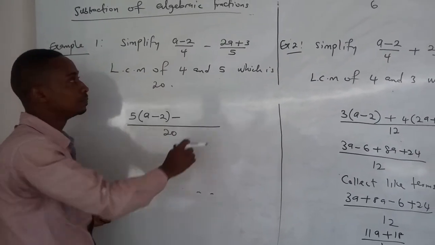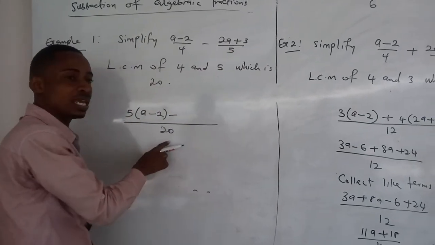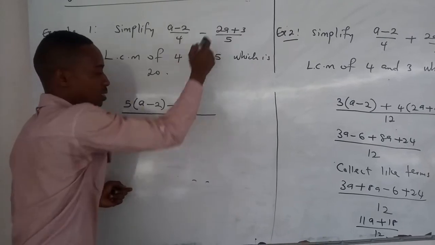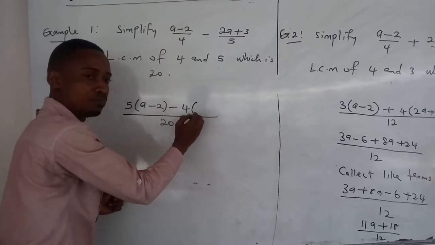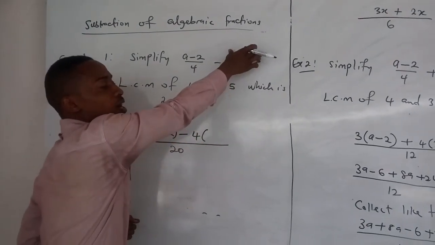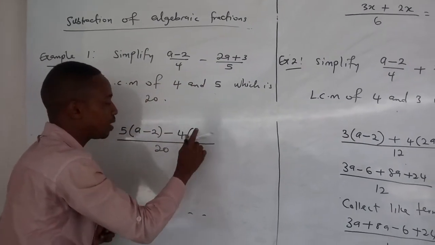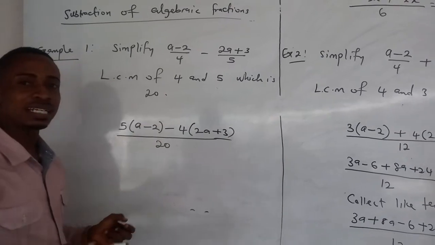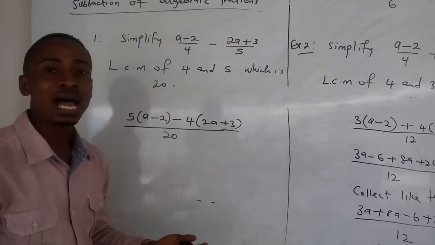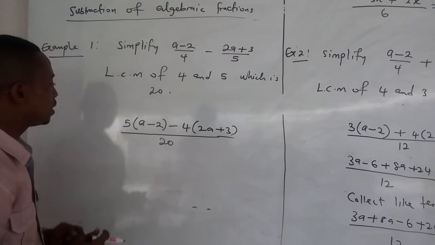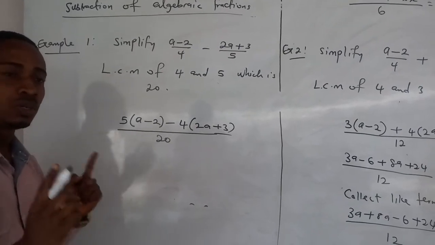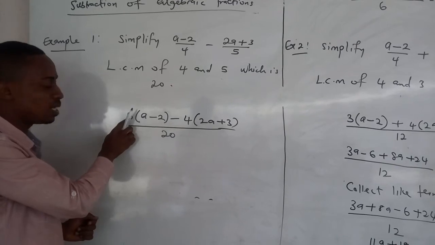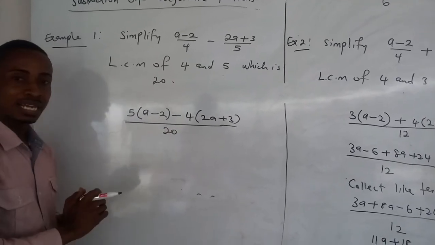Move to the next term. 5 in 20, what do we have? We have 4. Don't multiply direct. Bring out your 4. Open a bracket. Write out what you have at the numerator inside your bracket. 2a plus 3. Now, the next step here is for us to open our bracket. Okay? Now, please note this. For us to do this, you always make use of what you have outside the bracket to open the bracket.